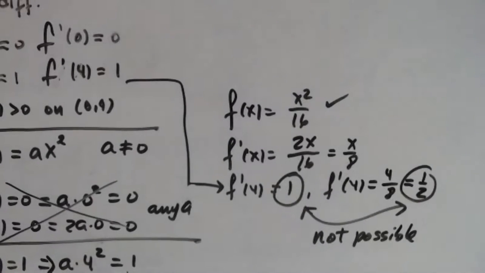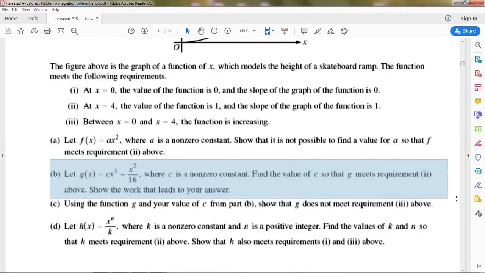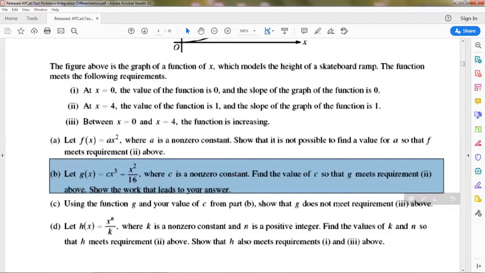Let's see the next question. Let g of x now be a cubic function, cx cubed minus x squared over 16, where c is a non-zero constant. Find the value of c so that g meets requirement 2 above. Show the work that leads to your answer. Okay, let's see.